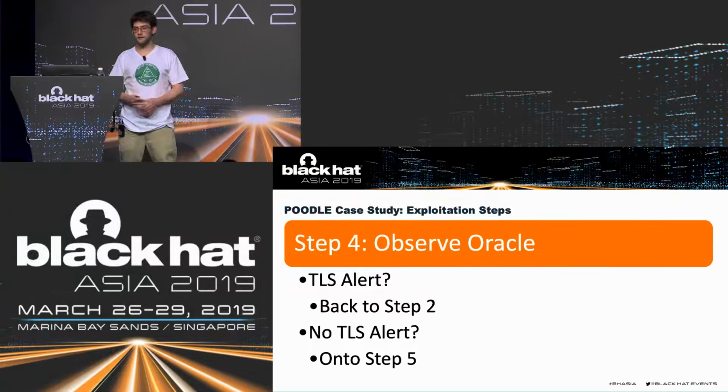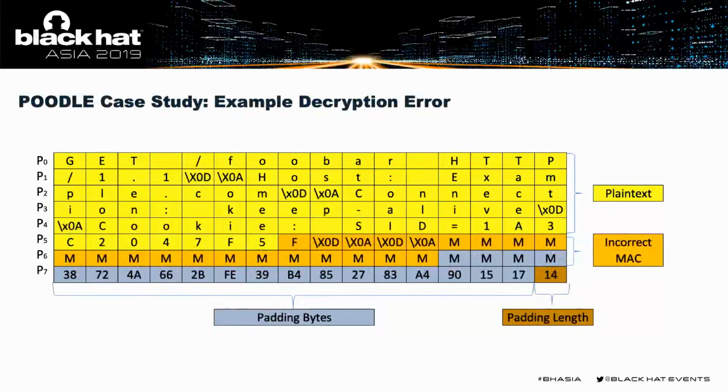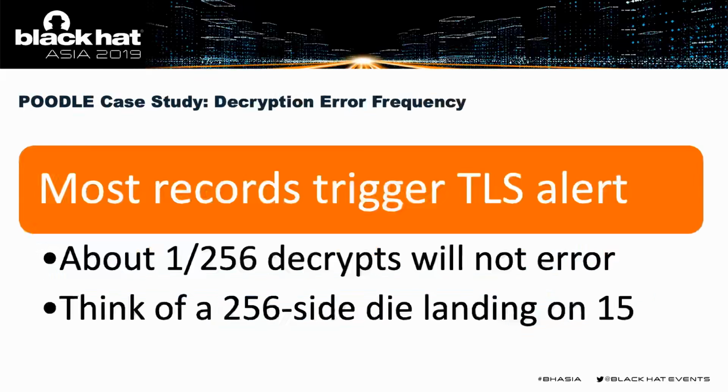If there is no TLS alert, however, then it's a decryption error. In most cases, that last byte, that padding length, is not going to line up correctly. You can see here that we've got padding length 14, and when we strip away some bytes for that, it's ultimately going to affect the way that the server is interpreting what the MAC bytes were, and that MAC will be incorrect. This is going to happen about once out of every 256 times. It will not have an error.